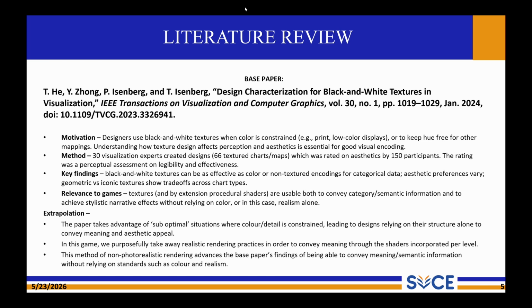The researchers wanted to identify how participants in the survey can recognize meaning and identity from a texture when the main component that conveys the meaning, like, for example, the color, is constrained. How did they do this? 30 visualization experts created designs, which were 66 textured charts or maps, which were rated on aesthetics by 150 participants. The rating was a perceptual assessment on legibility and effectiveness. They found that black and white textures can be as effective as color or non-textured encodings for categorical data. Aesthetic preferences vary. Geometric versus iconic textures show trade-offs across chart types.